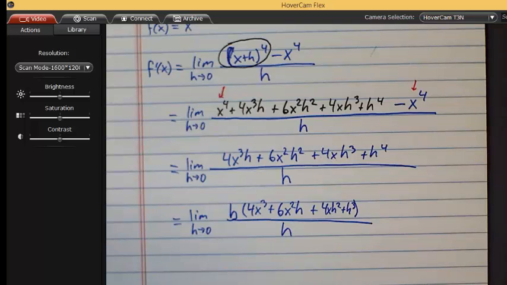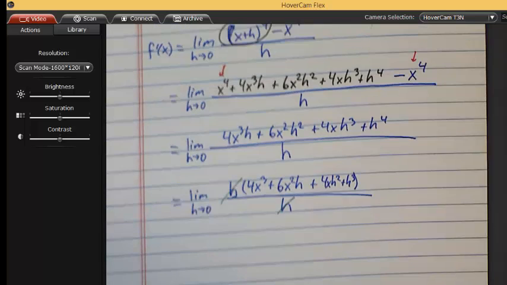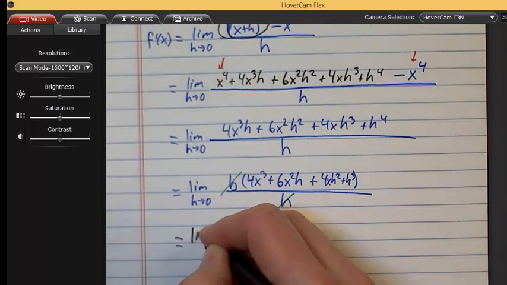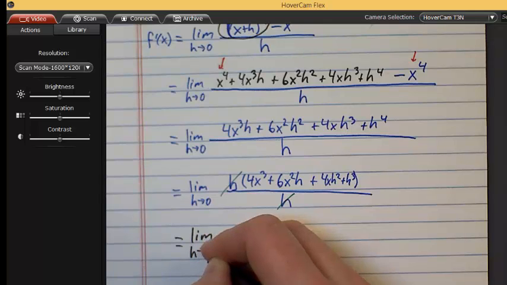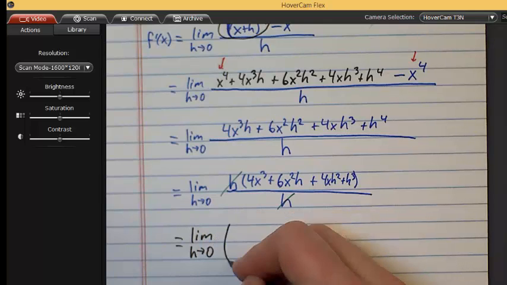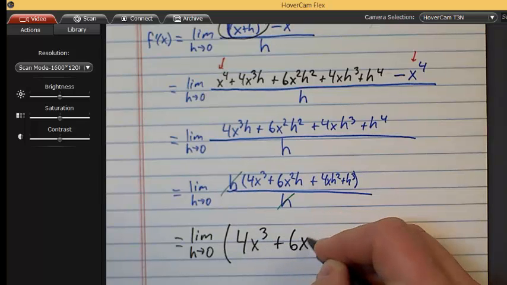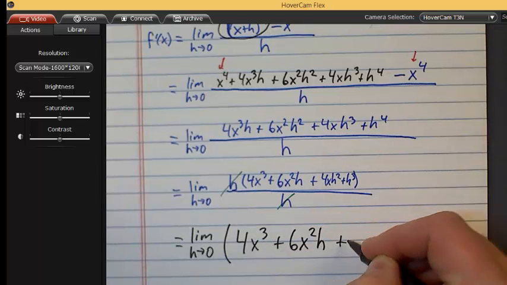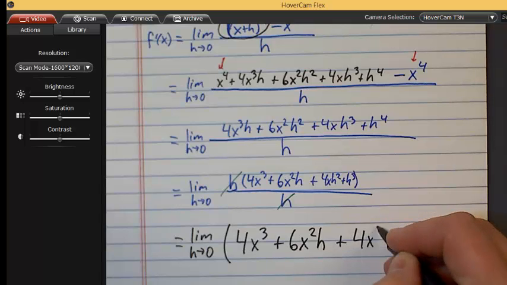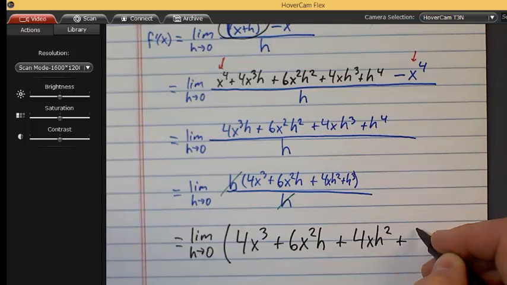Why did I factor the h out? Because now I can cancel it. See that? h divided by h is 1. So I now have, let me clean it up a little more neatly on this line, the limit as h goes to 0 of 4x cubed plus 6x squared h plus 4xh squared plus h cubed.